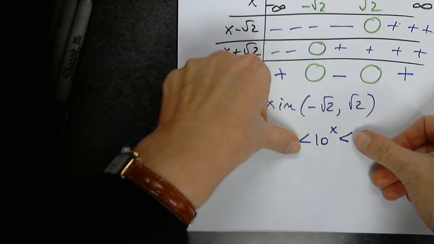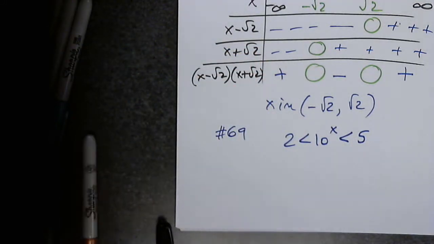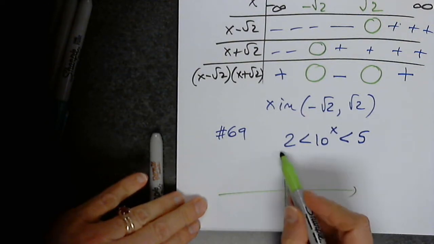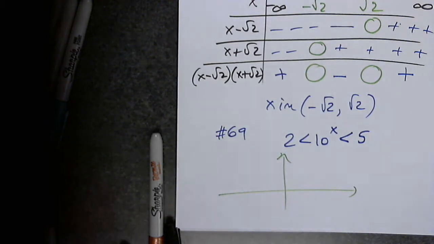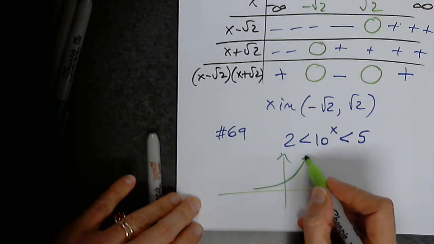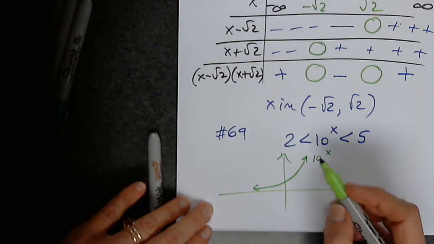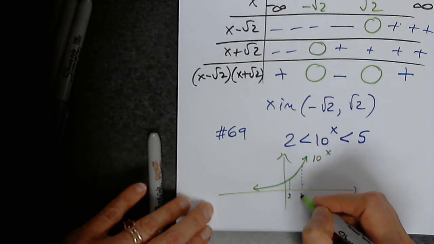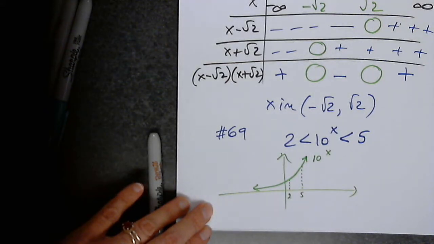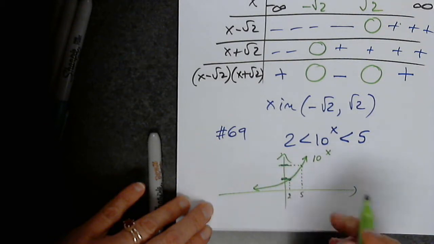I can't even look at anything before I graph this function. So I have to graph it. Well, I know how it looks. It has a base greater than 1. Looks like e to the x. Looks like 2 to the x. So it's something like this, right? So this is 10 to the x. And somewhere here I have 2, and somewhere here I have 5. Correct? So then I have to determine this, and then I have to determine this.